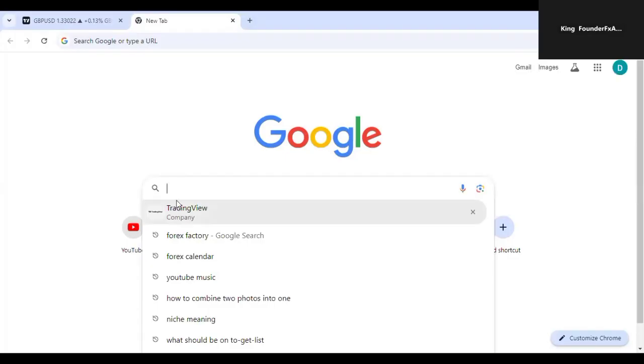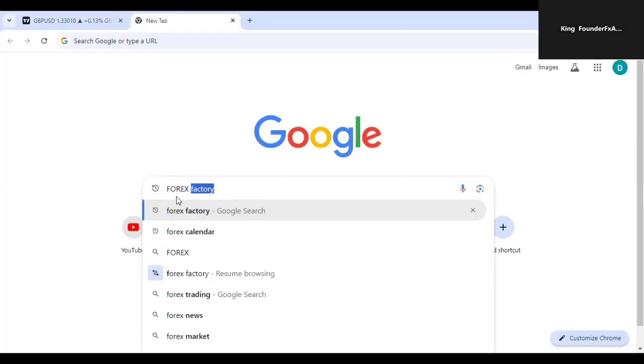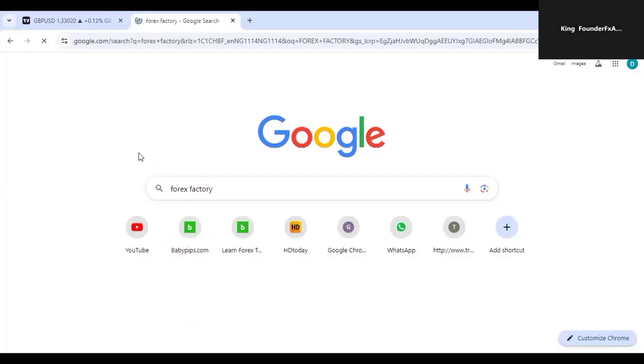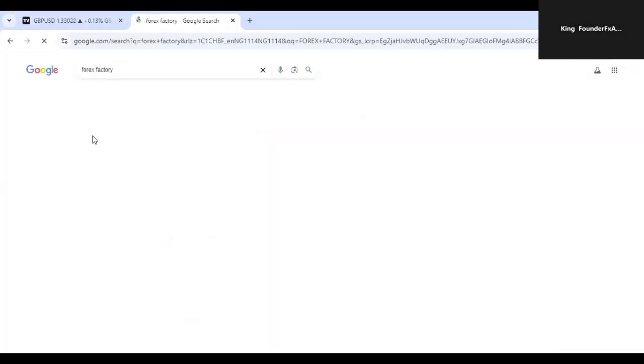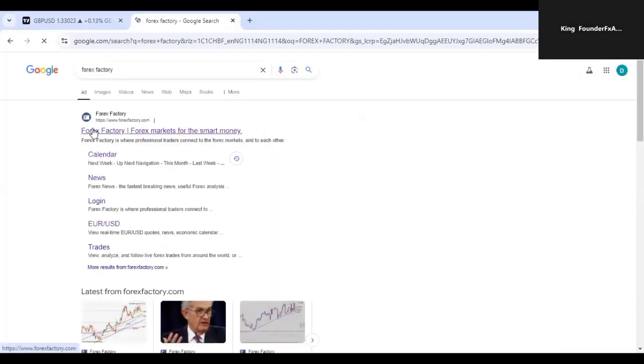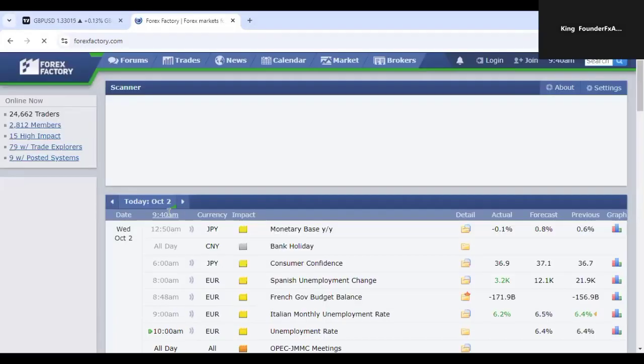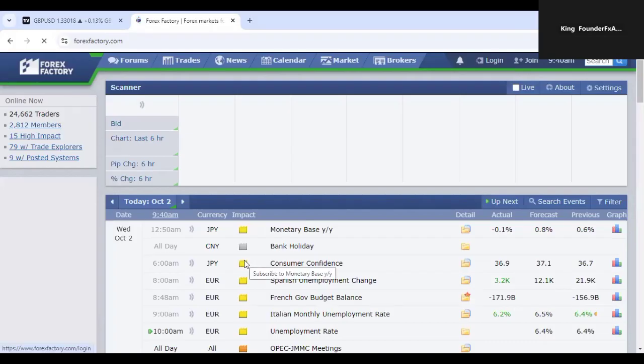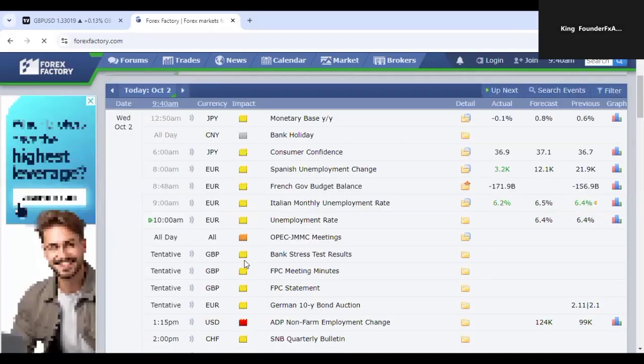And how do I do that? I go to forexfactory.com, or you can just put Forex Factory and it displays this. So this is how I check the news. And I'm only focusing on just two news, which is news on GBP and news on USD. So these are the only two news that I'm focusing on.